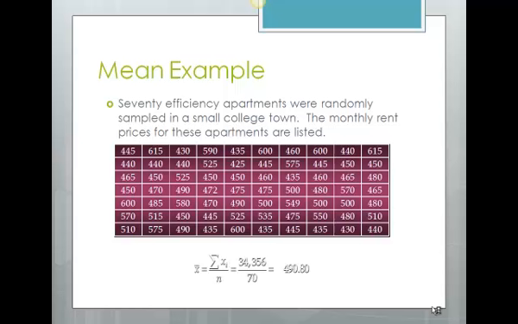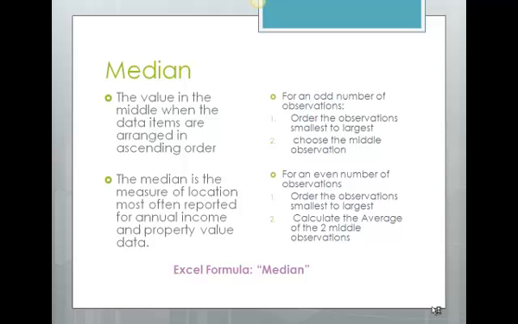The median is the value in the middle when the data is arranged in ascending order. It is a measure of location most often reported for annual income or property values. Okay, so if you have an odd number of observations, calculating the median is really easy. You order the observations from smallest to largest and choose the middle number. If you have an even number of observations, it's a little more tricky because you'll have to take the average of the two middle numbers.